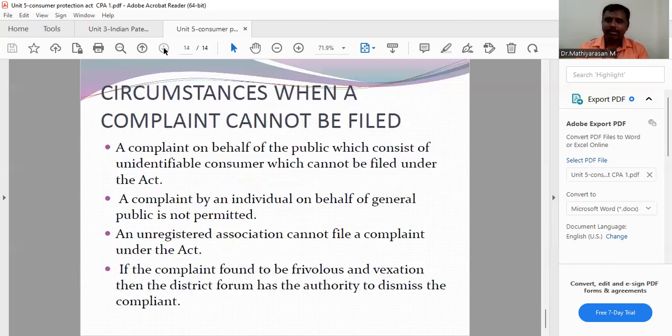Circumstances when a complaint cannot be filed. A complaint on behalf of the public, which consists of unidentifiable consumers, cannot be filed under the Act. A complaint by an individual on behalf of the general public is not permitted. An unregistered association cannot file a complaint under the Act. If the complaint is found to be frivolous and vexatious, then the district forum has the authority to dismiss the complaint.